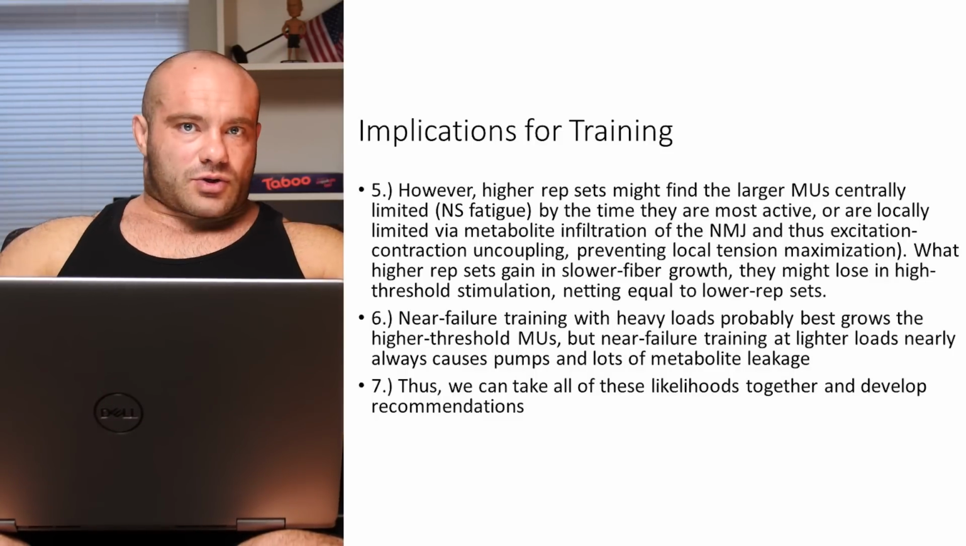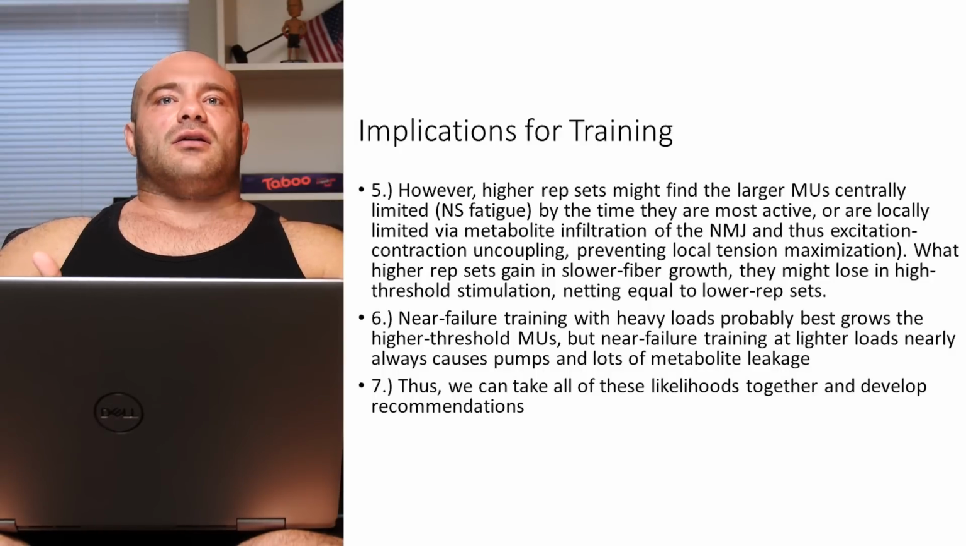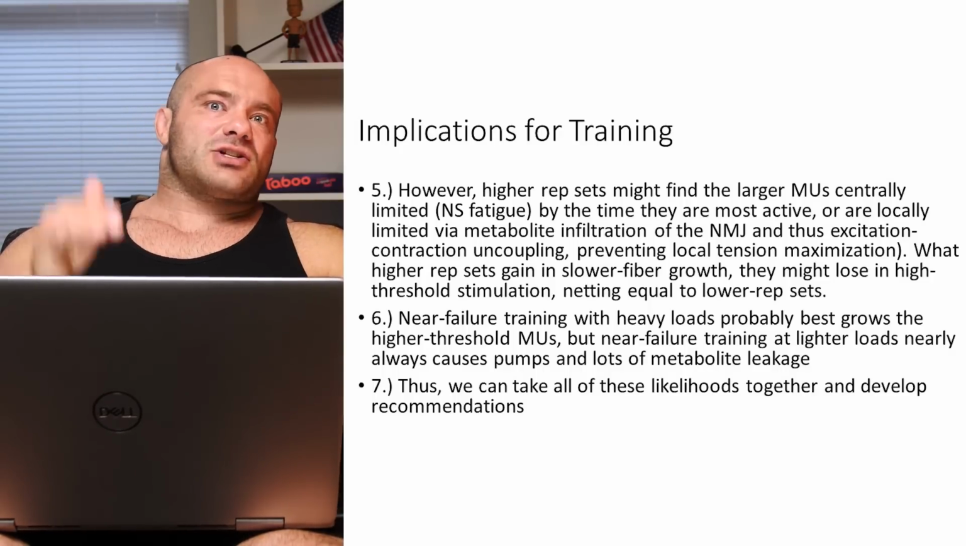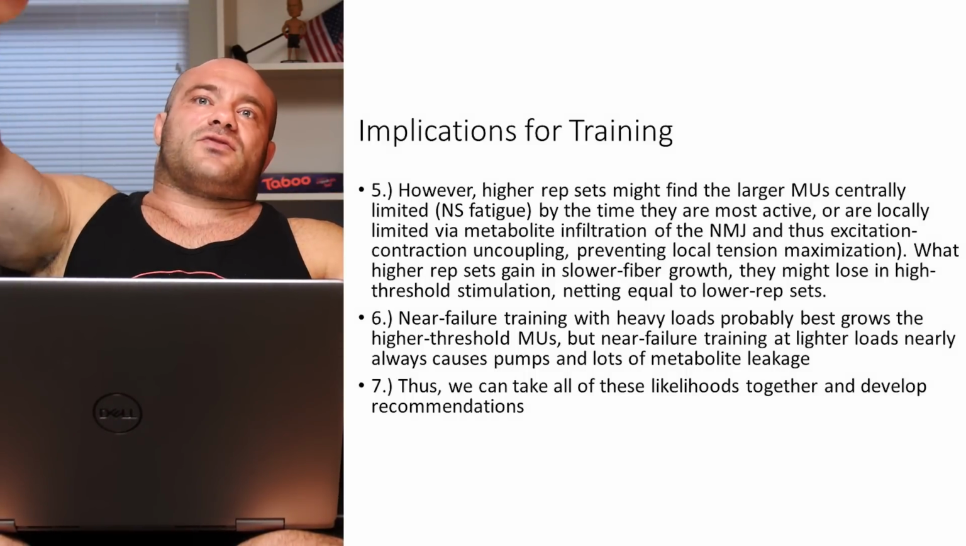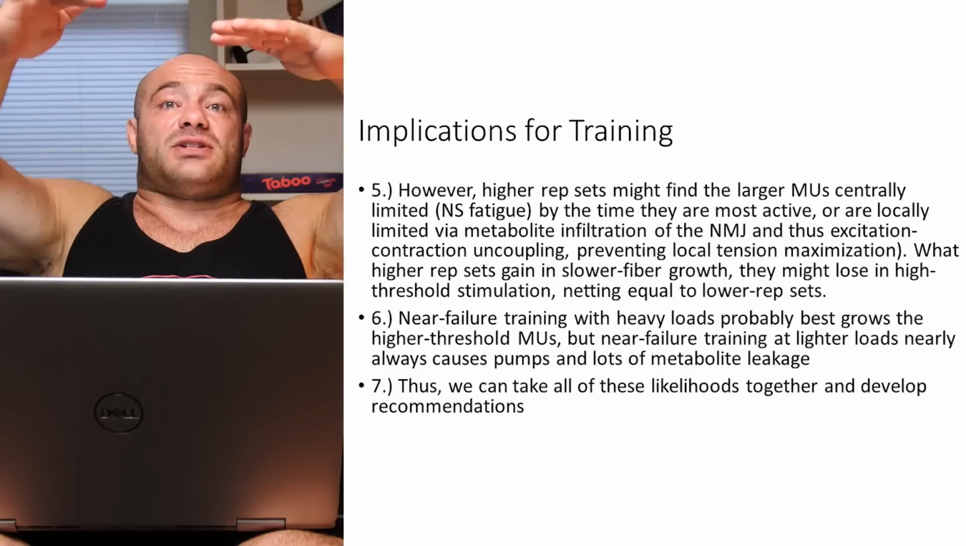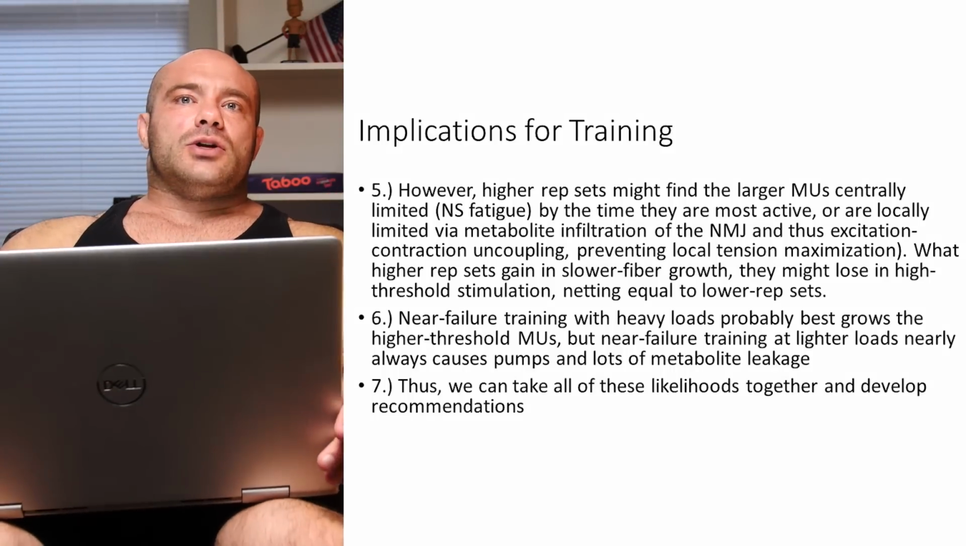There's some good slower twitch intermediate fiber summation of metabolites and activation, but maybe not as much as in the 20 to 25. So it might be that sets of 5 to 10, sets of 10 to 20, sets of 20 to 30 each activate only about 90% of potential hypertrophy. So how can you do your best?